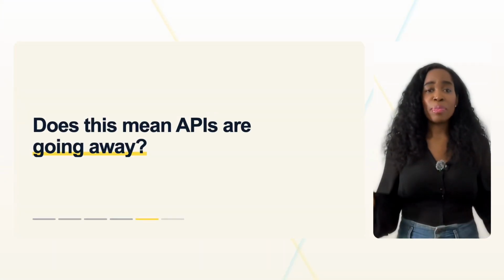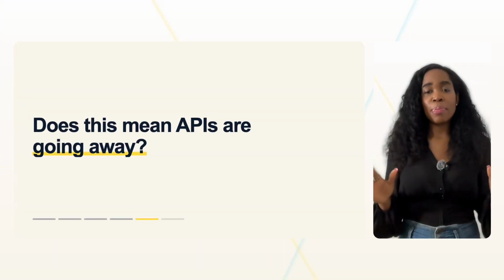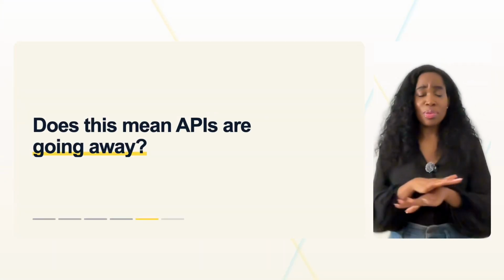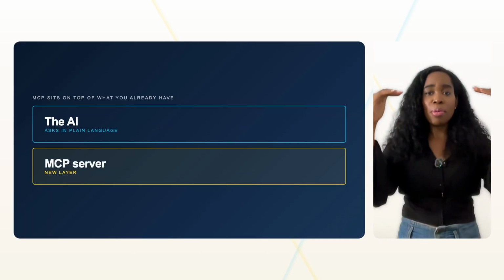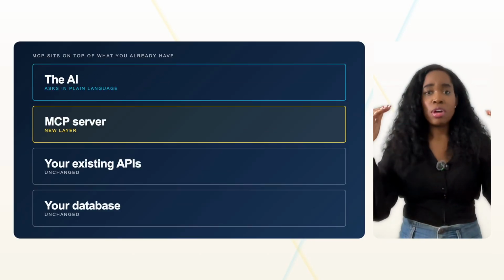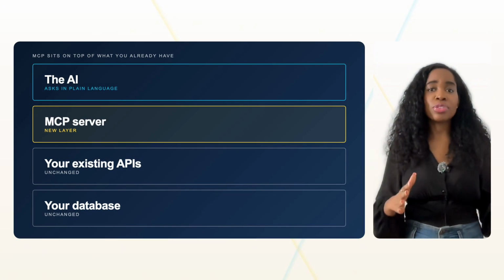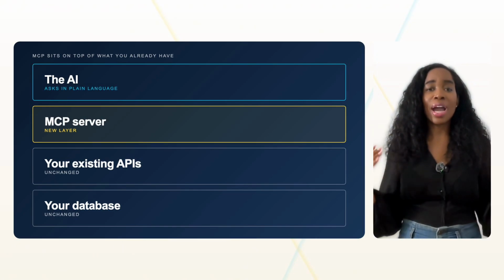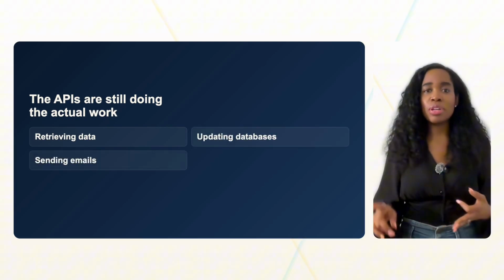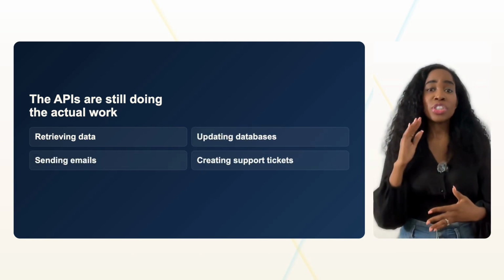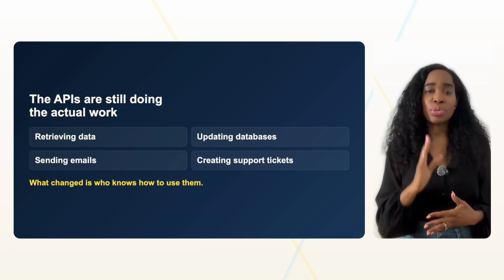So at this point, you might be wondering, does this mean APIs are going away? And I'm going to tell you, absolutely not at all. In fact, MCP usually sits on top of the APIs you already have. Most of the time, those APIs are still doing the actual work behind the scenes. They're still retrieving data, updating databases, sending emails, creating support tickets. What's changed is who knows how to use them.